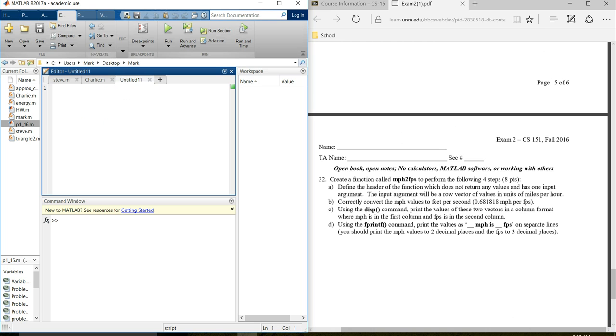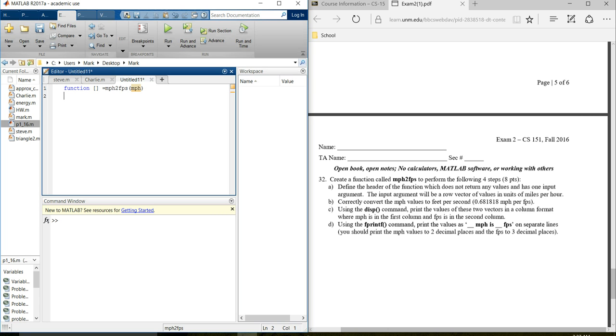Alright, let's open up another editor. Create a function. So I'm just going to put the function template up there. And he wants me to call it mph2fps. Define the header of the function which does not return any values, so this is going to be an empty matrix, and has one input argument. The input argument will be a row vector of values in units of miles per hour. So I'm going to put mph here.